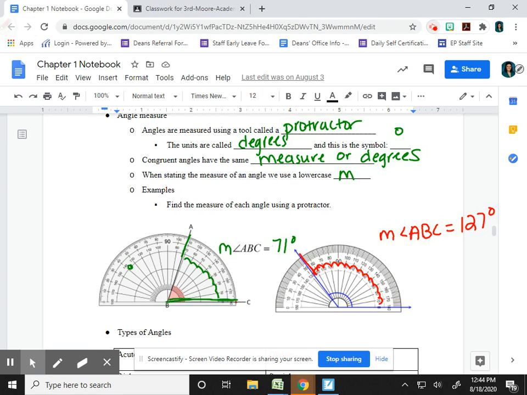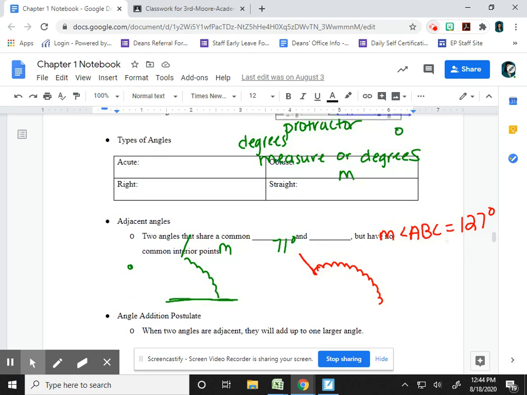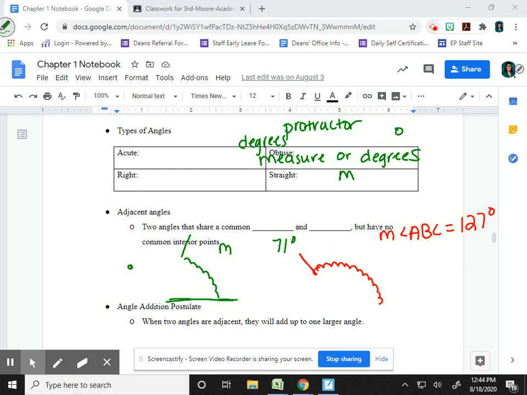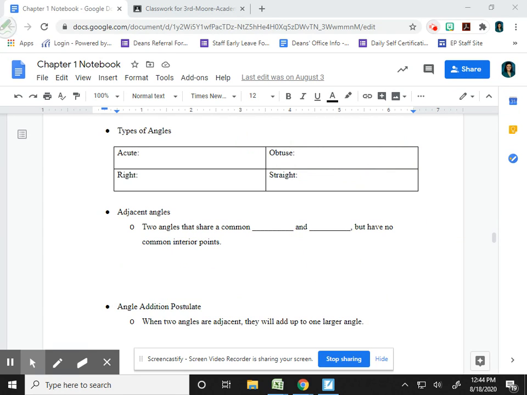Okay, so I said obtuse angle earlier, so now we need to actually talk about what an obtuse angle is. So acute, obtuse, right, and straight are the different angles we're going to have. An acute one is less than 90 degrees, and what that looks like is a smaller angle. It's a little smashed one. Obtuse is greater than 90 degrees, and that's going to be a big open angle.